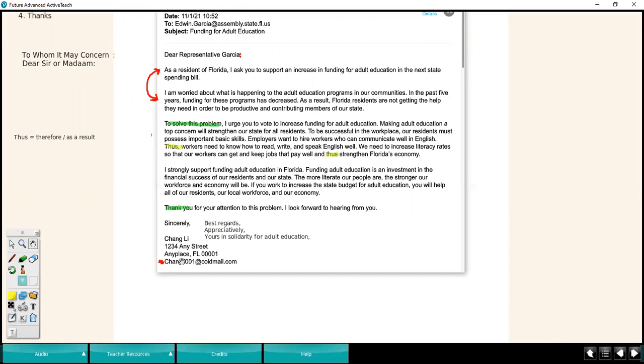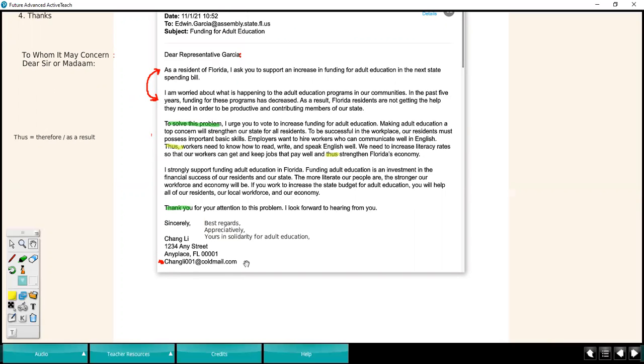Again, adding your address might be important to show in this case that you're a resident of Florida, or if you're writing your landlord that you are a resident of that apartment complex. If you're writing a university or college professor, you might want to tell them what program you're at so they see that you're a student there.